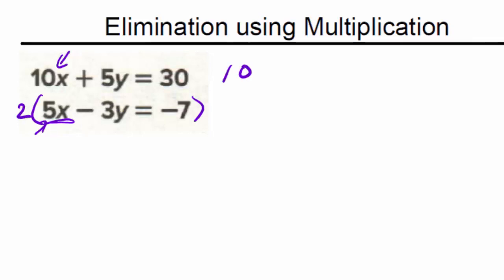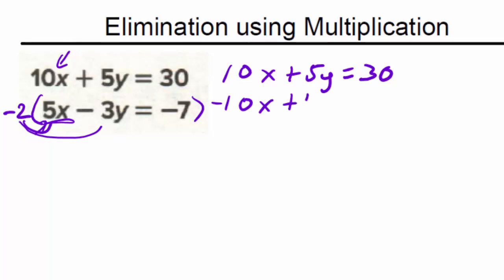So I'm going to rewrite the top one here, 10x plus 5y equals 30. And actually, I'm going to take it a step further because we are going to do addition afterwards. We want the signs to be opposite, so I'm going to multiply by a -2 instead of just a +2. So when I distribute my -2 here, I get negative 10x, and then -2 times the 3 is going to give me a positive 6y equals, and -2 times -7 is going to give me 14.